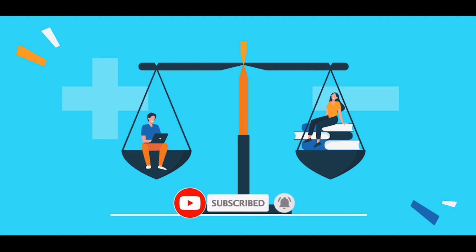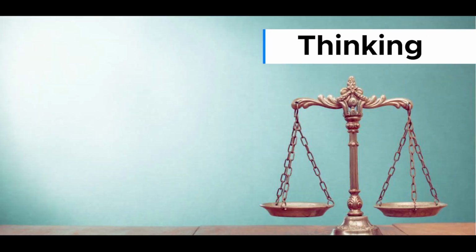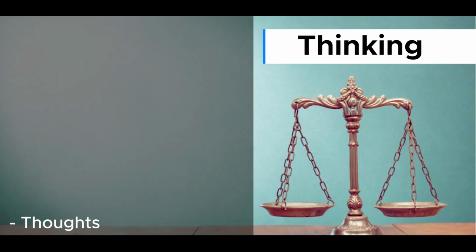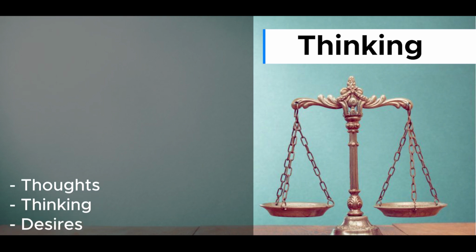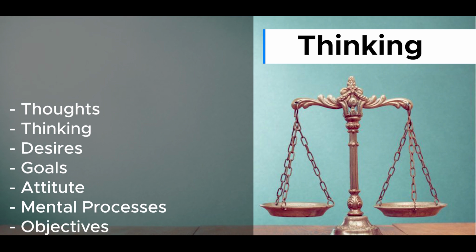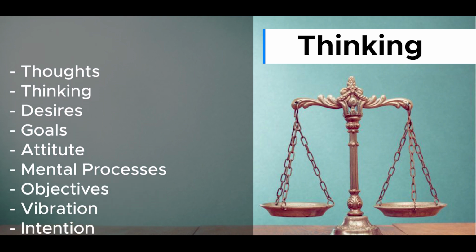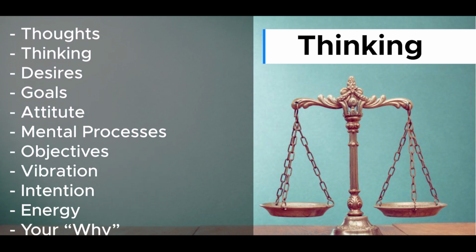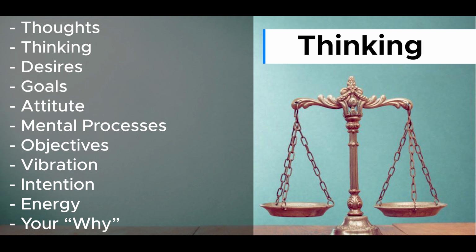So the training balance scale on one side is what you call thinking. You have your thoughts, you have thinking, you have desires, you have goals, you have attitude, you have mental processes, you have objectives, you have vibration, you have intention, you have energy, and you have what you call your why.